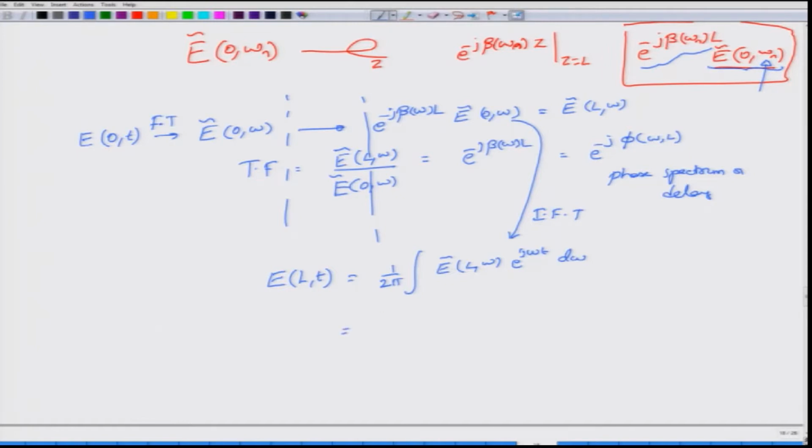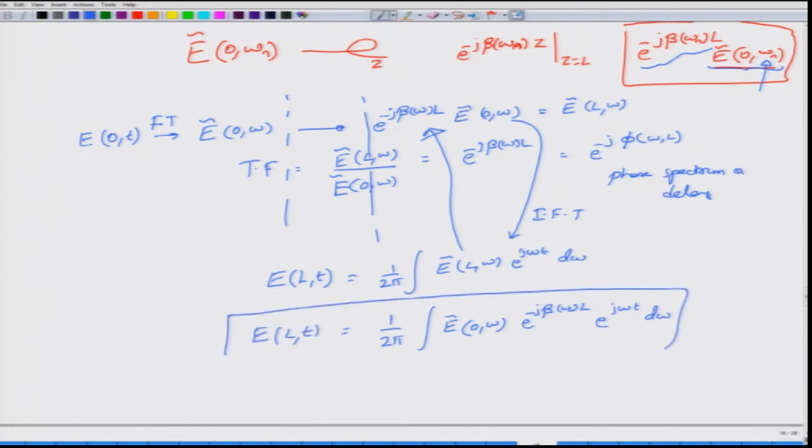Now, I know what E of L comma omega is, because that is precisely the output frequency spectrum that I have. So, I will go back and put that spectrum: E of 0 comma omega e to the power minus j beta of omega L, times e to the power j omega t d omega. This is the expression that you have. Of course, to properly solve this, you need to know the input spectrum, and you also need to know the dependence of beta on omega. Once you know these two quantities, you can find out what the output would be. Let us consider a few special cases.